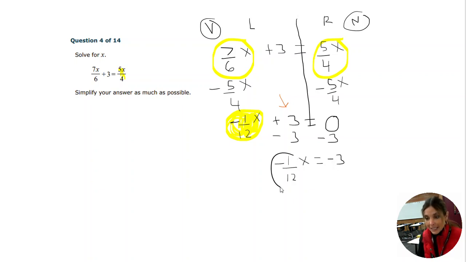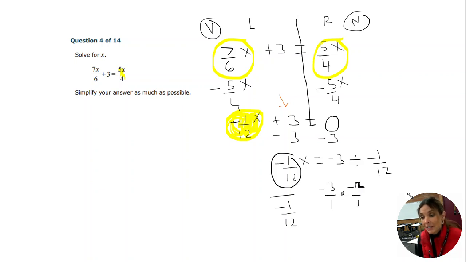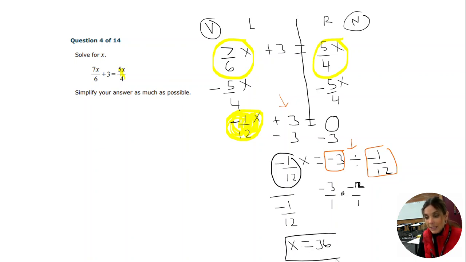And then this x is being multiplied by negative 1/12. So I'm going to divide by negative 1/12. I'm going to divide the other side by negative 1/12. And the order that you put this in your calculator matters, because when you divide fractions, you're really going to flip the other one over. You're going to multiply by the reciprocal of the second fraction. So when you put this in your calculator, you're going to first put in the negative 3, then divided by, then the negative 1/12, and that will leave you a final answer of x equals positive 36.